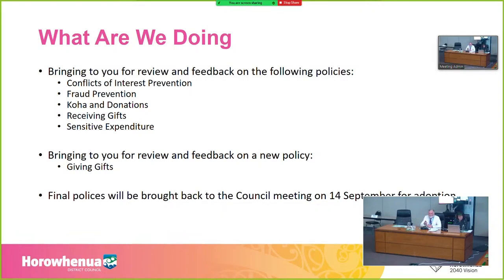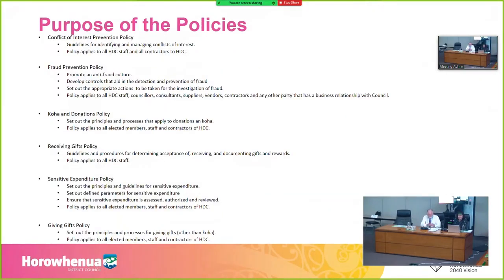Great. I thought it might be useful to go through and give you an idea of what each of the policies does and who it applies to. The conflict of interest prevention policy is there to give us guidelines for identifying and managing conflicts of interest. That policy applies to all HDC staff and all contractors of HDC.